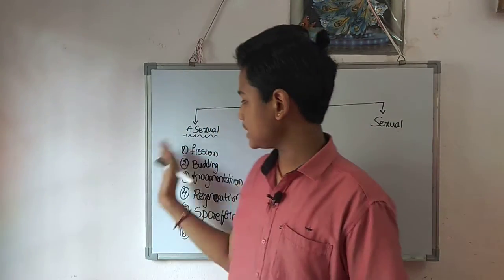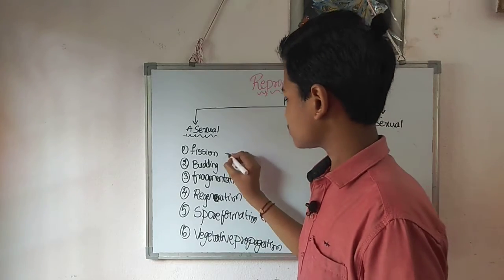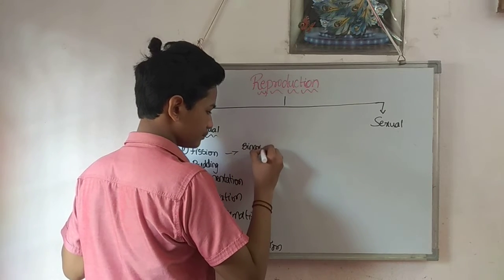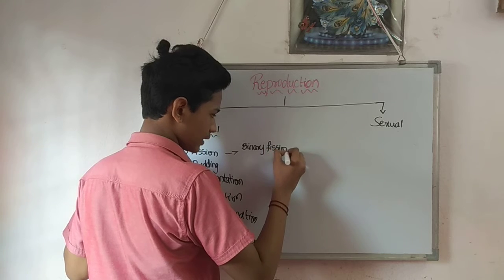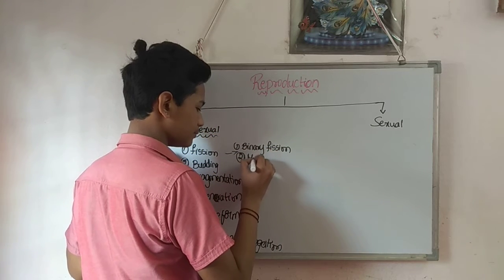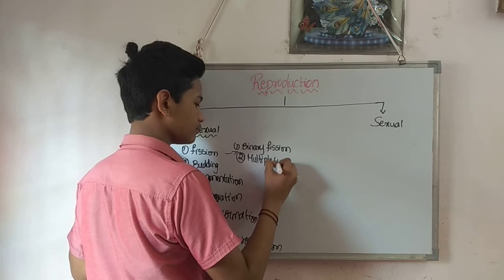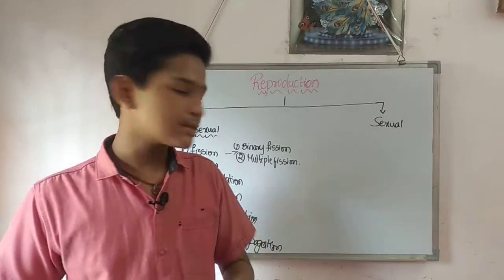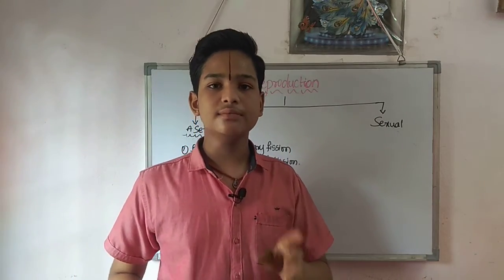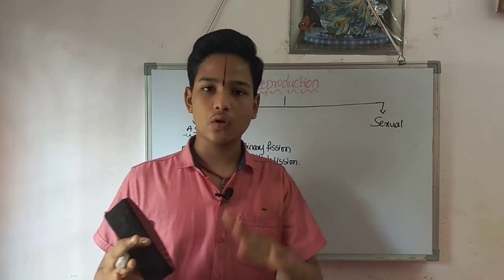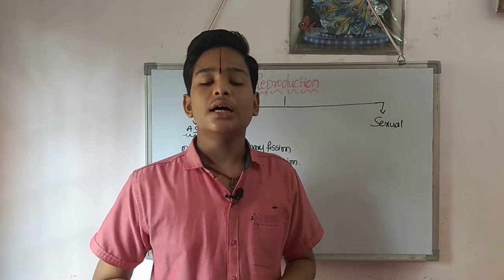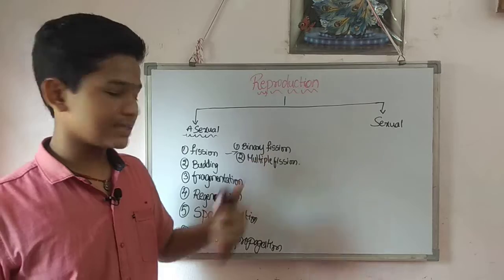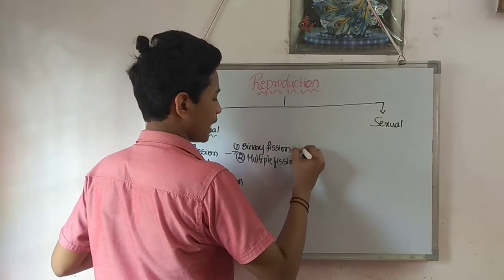Okay, the first one is fission. Fission is also of two types: binary fission and multiple fission. The difference between these two is, in binary fission, a parent organism divides into two organisms. In multiple fission, a parent organism divides into many cells. We will see that. An example of binary fission is amoeba.